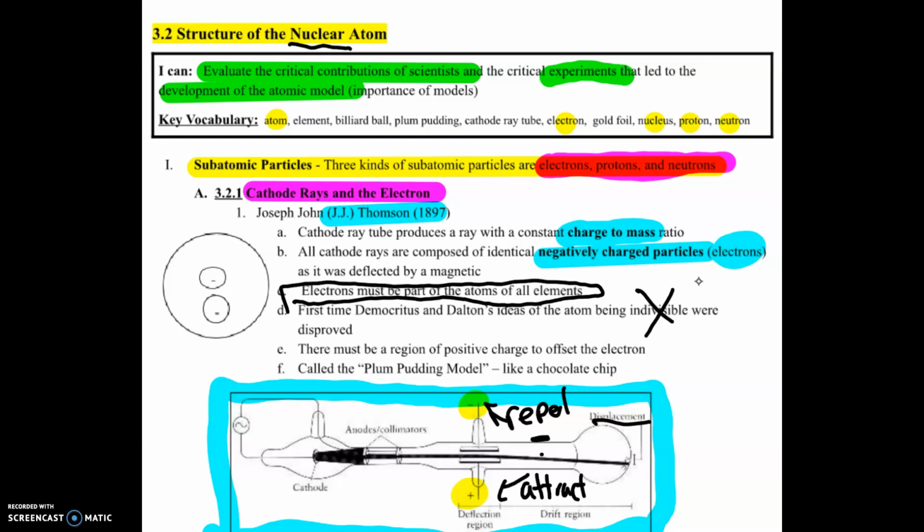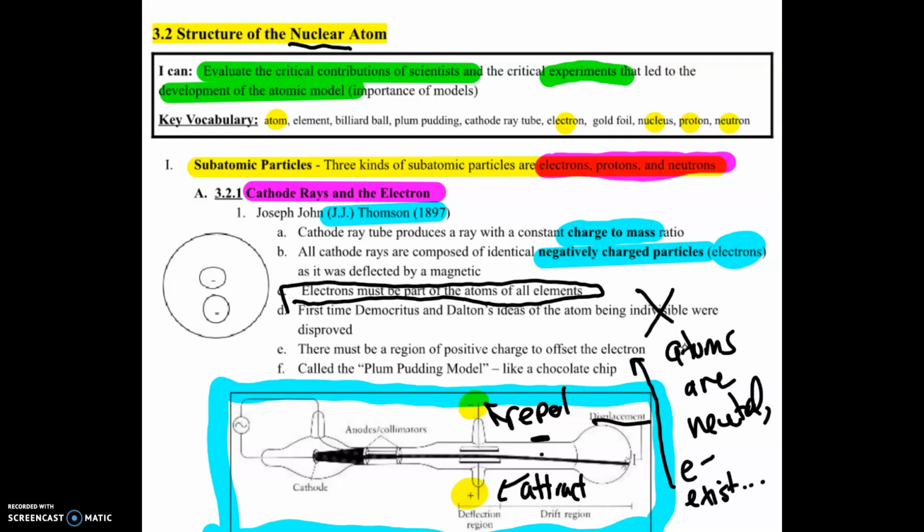Thomson also knew that an atom itself is neutral. He also knew that electrons exist. So that means there must be some region of positive charge. This is where he came up with the plum pudding model.